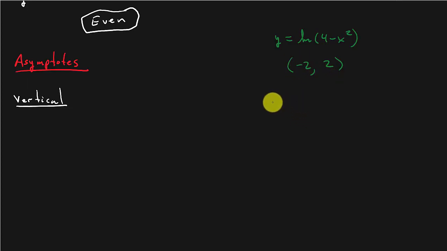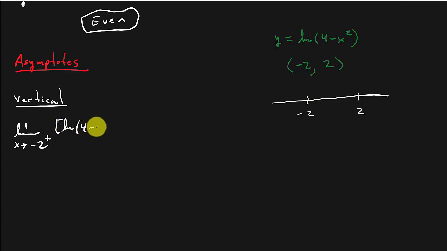Now look, it might be easier for you to see if we put it on a number line. Okay, now remember the domain is just in between here. So we're going to take the limit as x approaches -2 from the right. See, we can't come in from the left because the numbers out here are not in the domain. So we're going to come in from the right of natural log 4 minus x squared. And what does that equal?